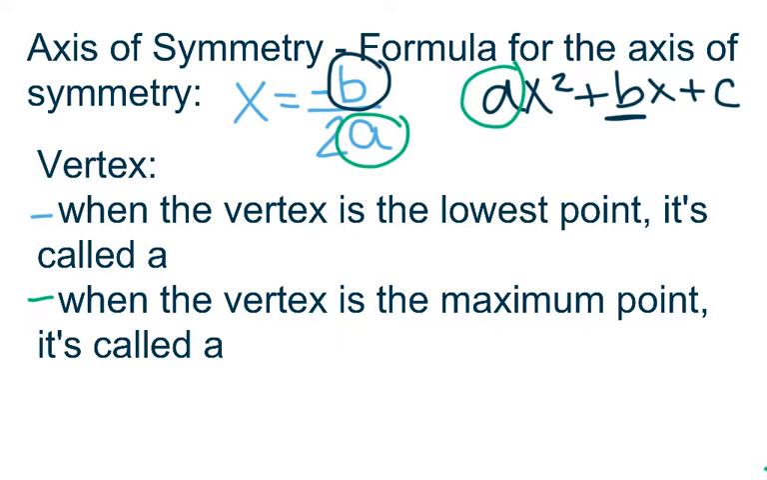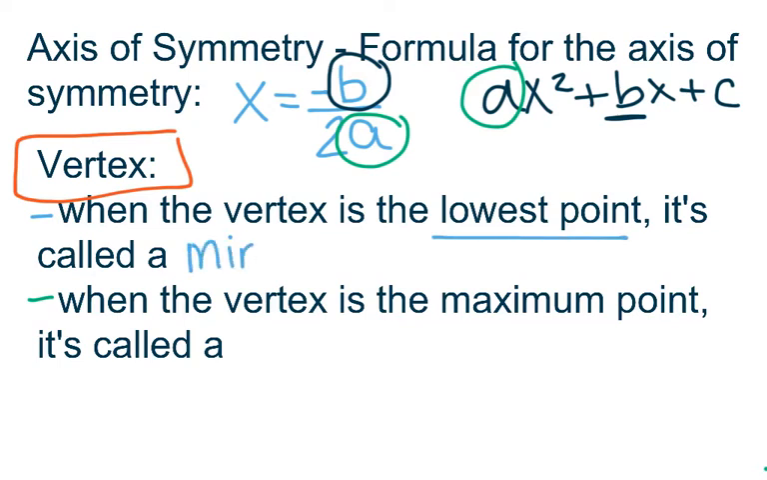Okay, and then we're going to talk about a vocabulary word called the vertex. So this is a big deal. The vertex is going to be the highest or the lowest point. So when the vertex is the lowest point, that is called a minimum. So if you had a problem like this little point, the lowest one, that would be your minimum.